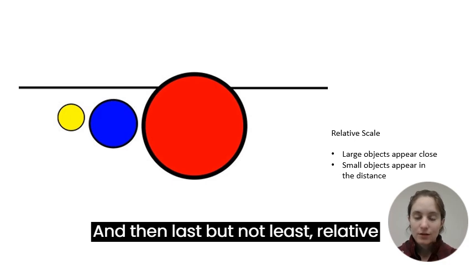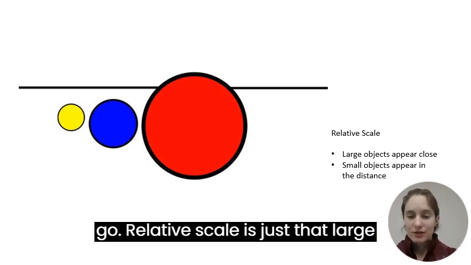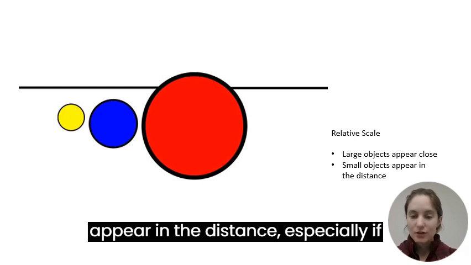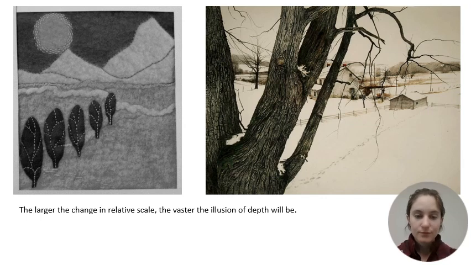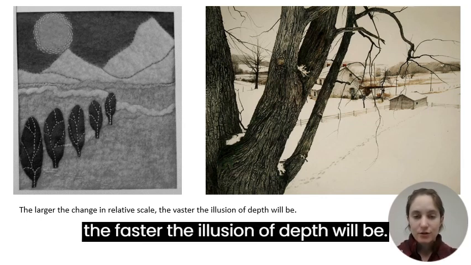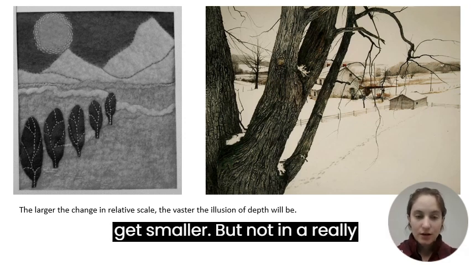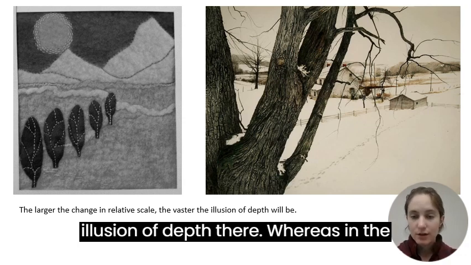And then last but not least, relative scale, at least as far as the simple ones go. Relative scale is just that large objects appear closer and small objects appear in the distance, especially if they're the same sort of object. The larger the change in relative scale, the vaster the illusion of depth will be. So on left, you can see the trees do get smaller, but not in a really extreme way. So we get a more limited illusion of depth there.